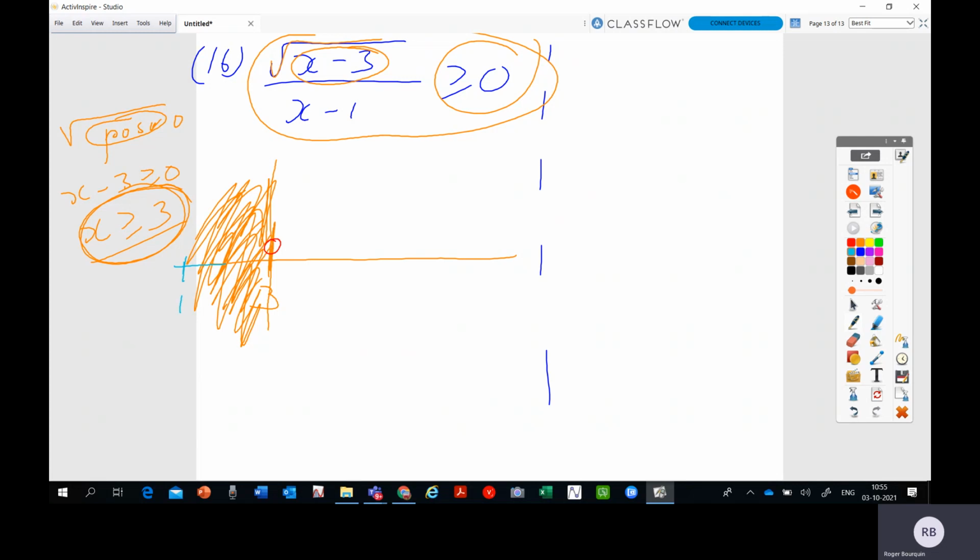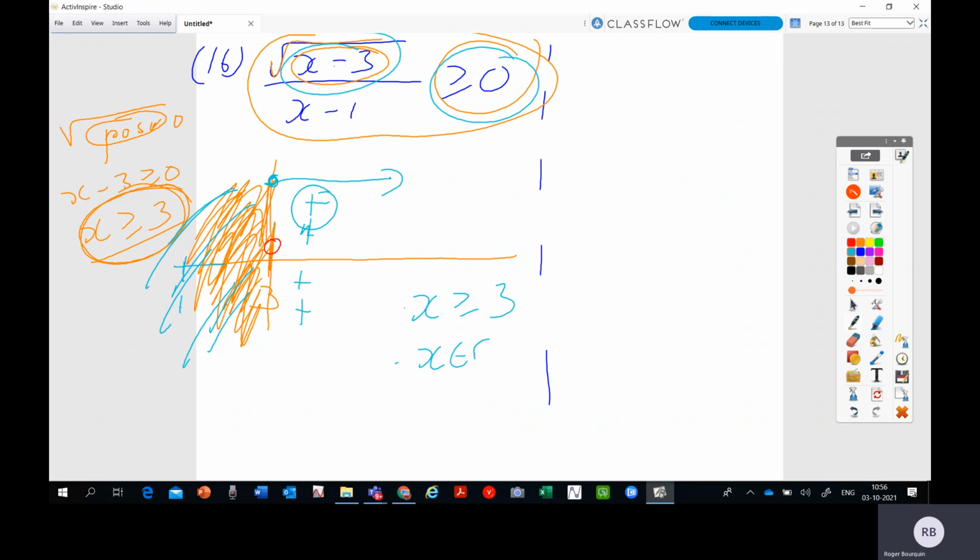So the answer to this question, if x is bigger than 3, you almost don't have to worry about this 1, because I can't have anything to the left of 3. This region is excluded because of that square root. Then anything bigger than 3, the top will be positive, the bottom will be positive, the whole thing will be positive, which is what we're looking for. So my solution is simply anything bigger than or equal to 3. There's my solution on the number line. So my answer is x has to be bigger than or equal to 3, or you can say x goes from 3 to infinity.